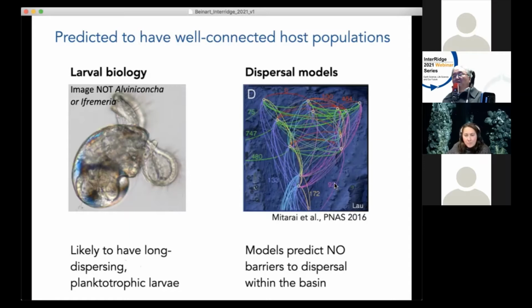And then through a nice dispersal model published in 2016, there were no barriers to dispersal predicted to exist within this basin. So these should be sort of well-mixed host populations.